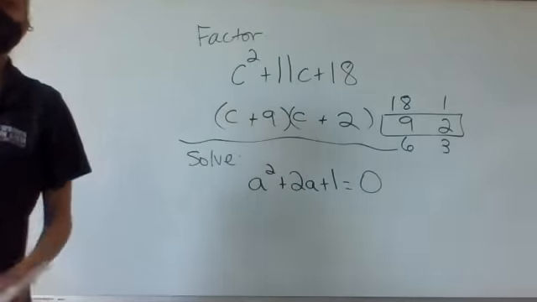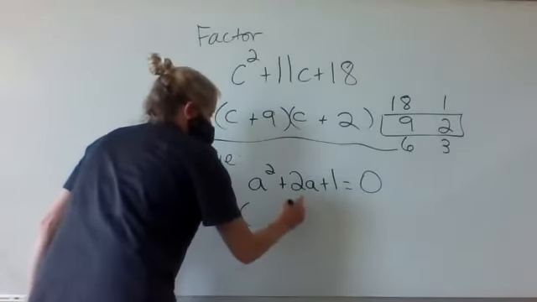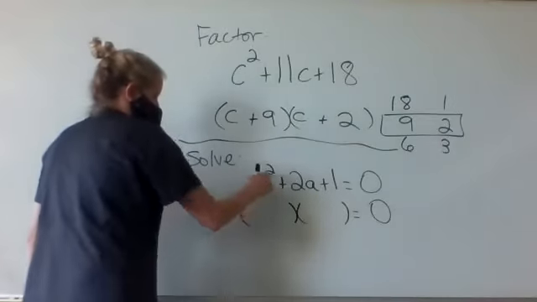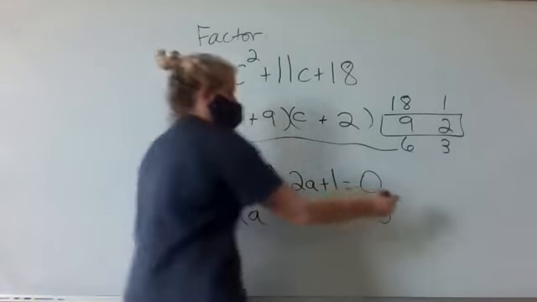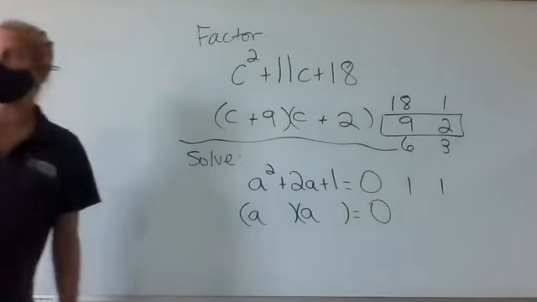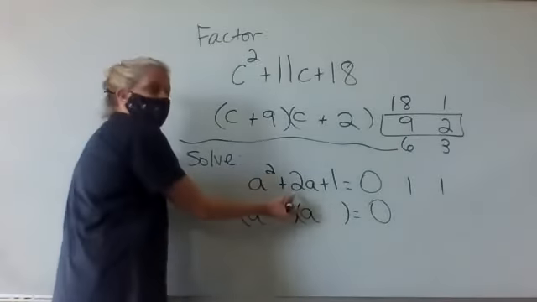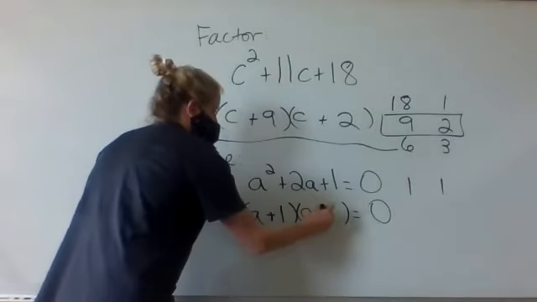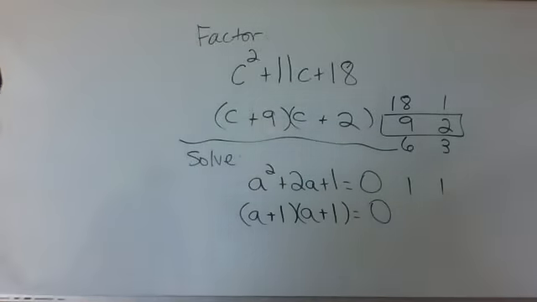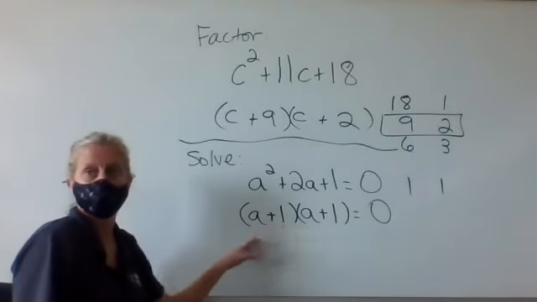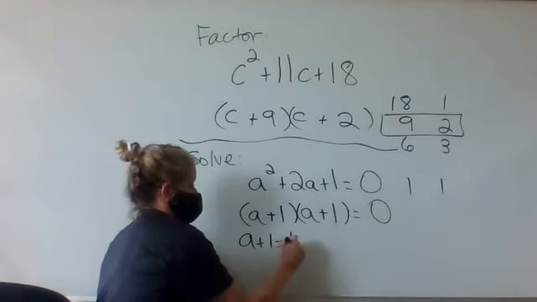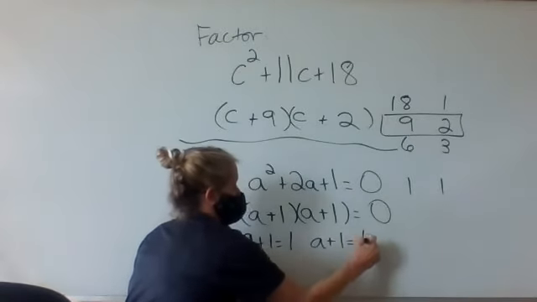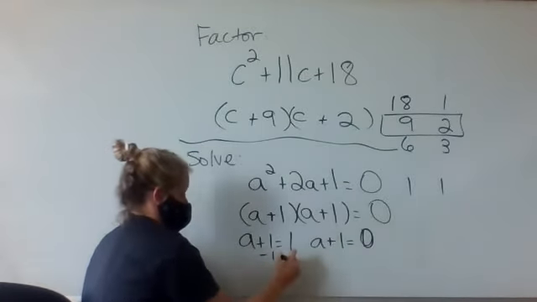So I can use quad, or I could factor, and then set my factors equal to 0. a and a for a squared. Numbers that multiply to equal 1, which means I only have one option: 1 times 1. But that works, right? Because that does add to 2. When I set those equal to 0 and solve them, what do they both give me? They both give me -1.